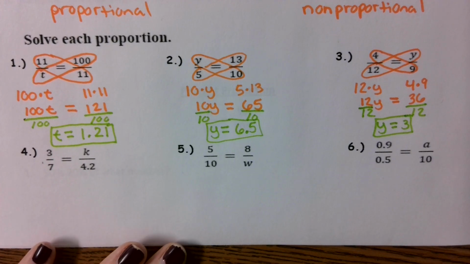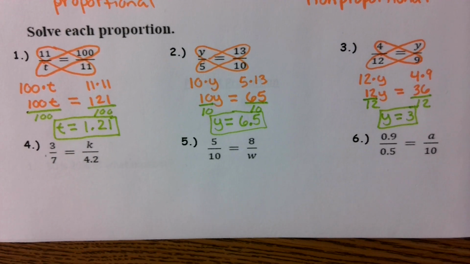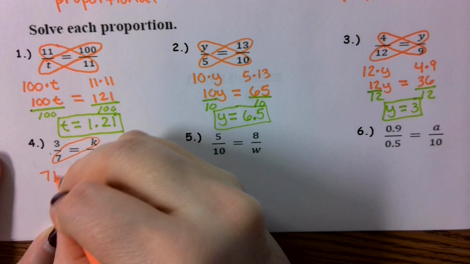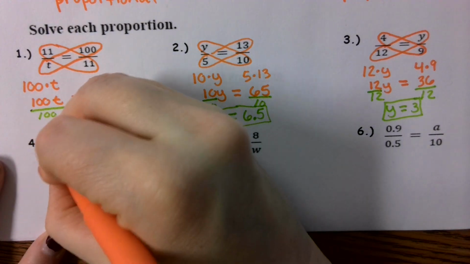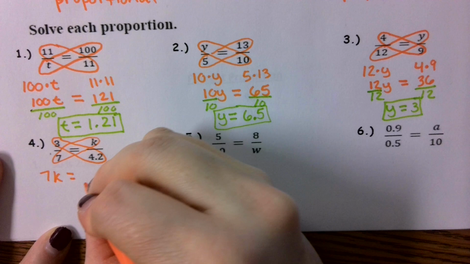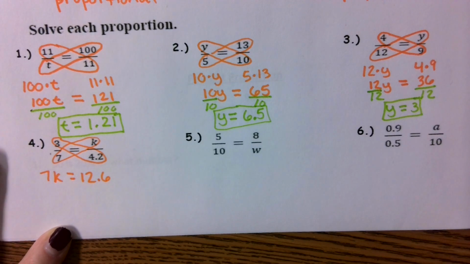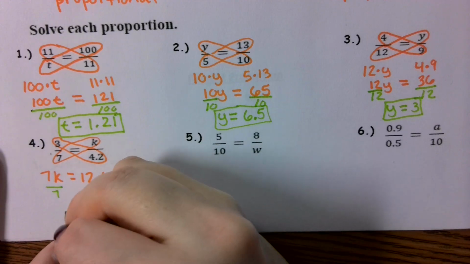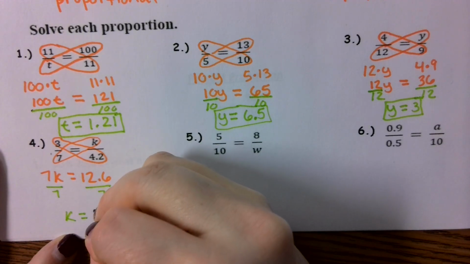For problem 4, Jordan? 1.8 is correct. So we're going to do 7 times k, which is going to give us 7k. We're going to do 3 times 4.2, which is going to give us 12.6. And then all we have to do is divide both sides by 7, and we'll get k is equal to 1.8.